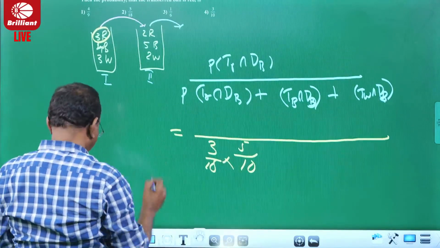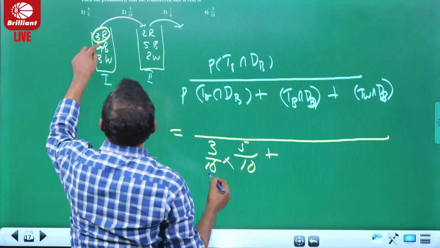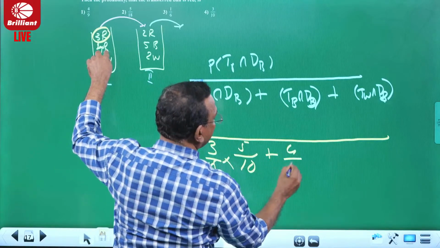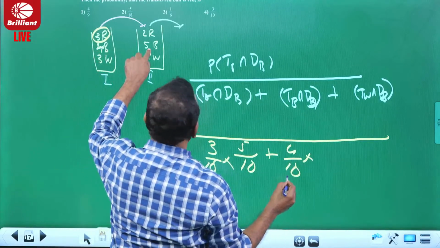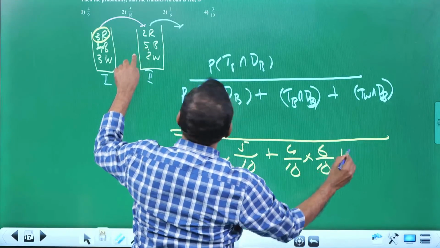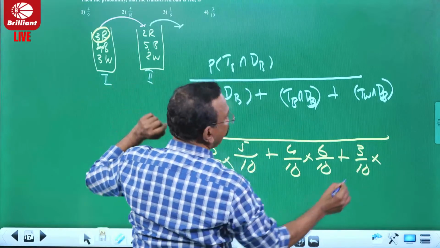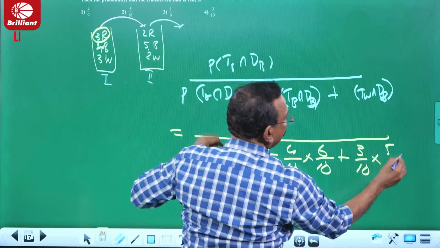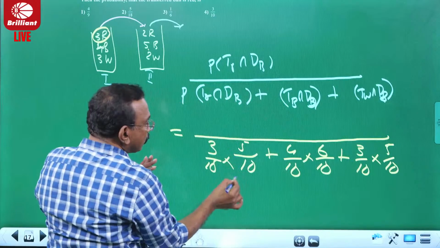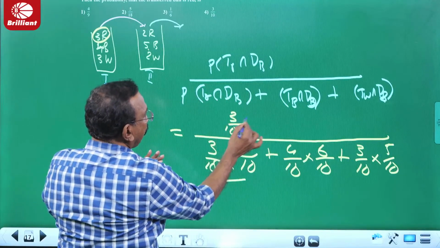And at the same time, the next one is the transferred ball is black. That is 4 by 10 into, since one ball is also extra, that should be 6 by 10. And again, the transferred ball is white. That is 3 by 10 into the drawn ball is also black, this 5 by 10. Out of this 3, this is the requirement. So we can write down 3 by 10 into 5 by 10.